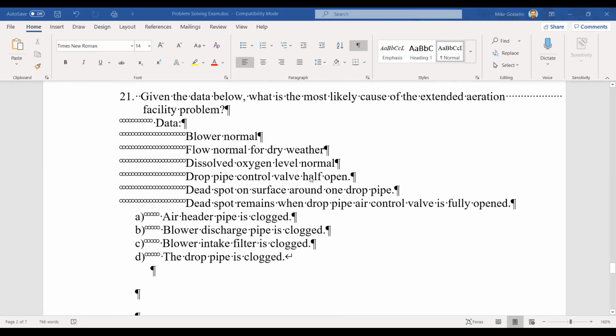So given the data below, what is the most likely cause of the extended aeration facility problem? So blower's running normally, normal flow going into the system. Dissolved oxygen levels are normal. The airline control valve is half open. There's a dead spot on the surface around one of the drop pipes, and the dead spot remains when the valve is fully open.